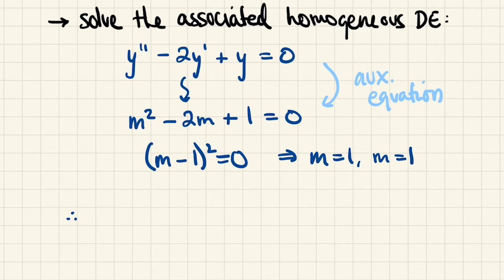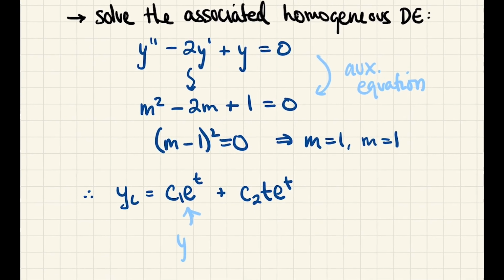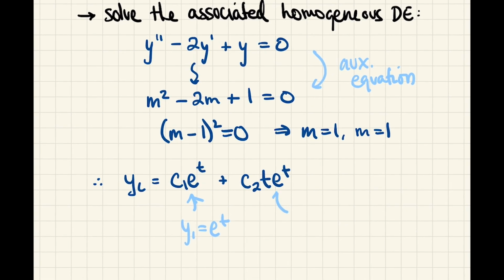And therefore, our complementary solution is going to be c1 e to the m times t, so that's just e to the t, plus c2, and then t e to the t, because it's repeating the form. So here we can see, let's call this y1. y1 will be e to the t, and y2 will be t e to the t. Okay, so the next thing we need is to find the Wronskian, because we know that's part of how we find u1 and u2 prime.